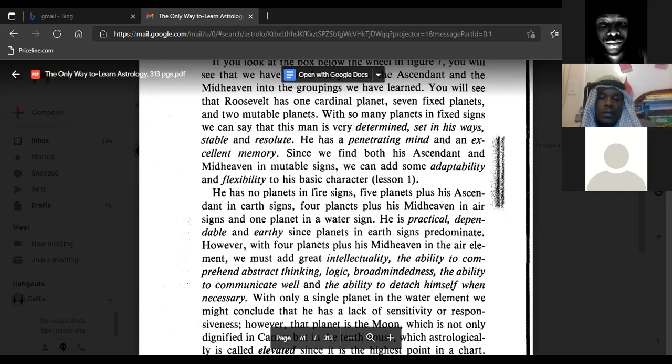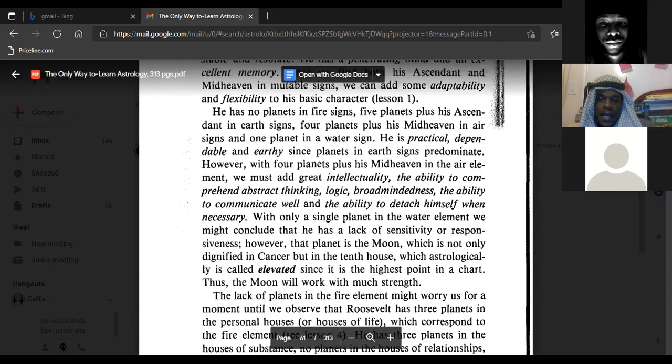He is practical, dependable, and earthy, since planets in earth signs predominate. However, with 4 planets plus his midheaven in the air element, we must add great intellectuality, the ability to comprehend abstract thinking, logic, broad-mindedness, and the ability to communicate well, and the ability to detach himself when necessary.